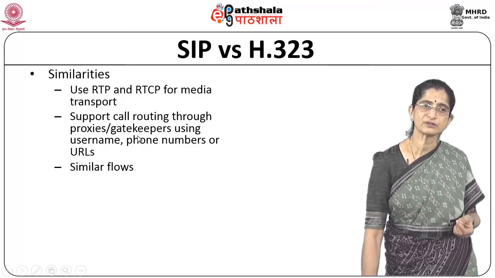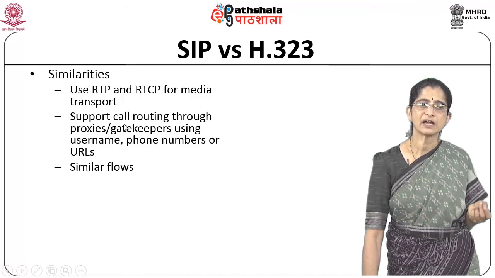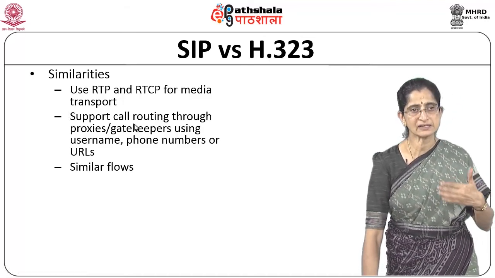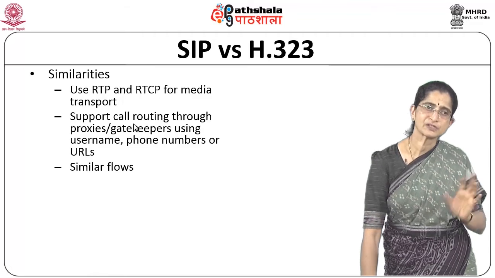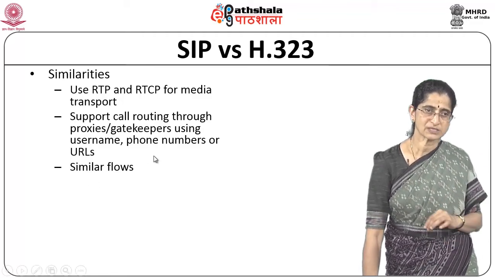Okay. So this kind of facility is supported with the help of proxies in the case of SIP and with the help of the gatekeepers in the case of H.323. So you can see that in a sense the gatekeepers are doing the job of what a proxy would have done in case of SIP. Okay. And the flows are similar.